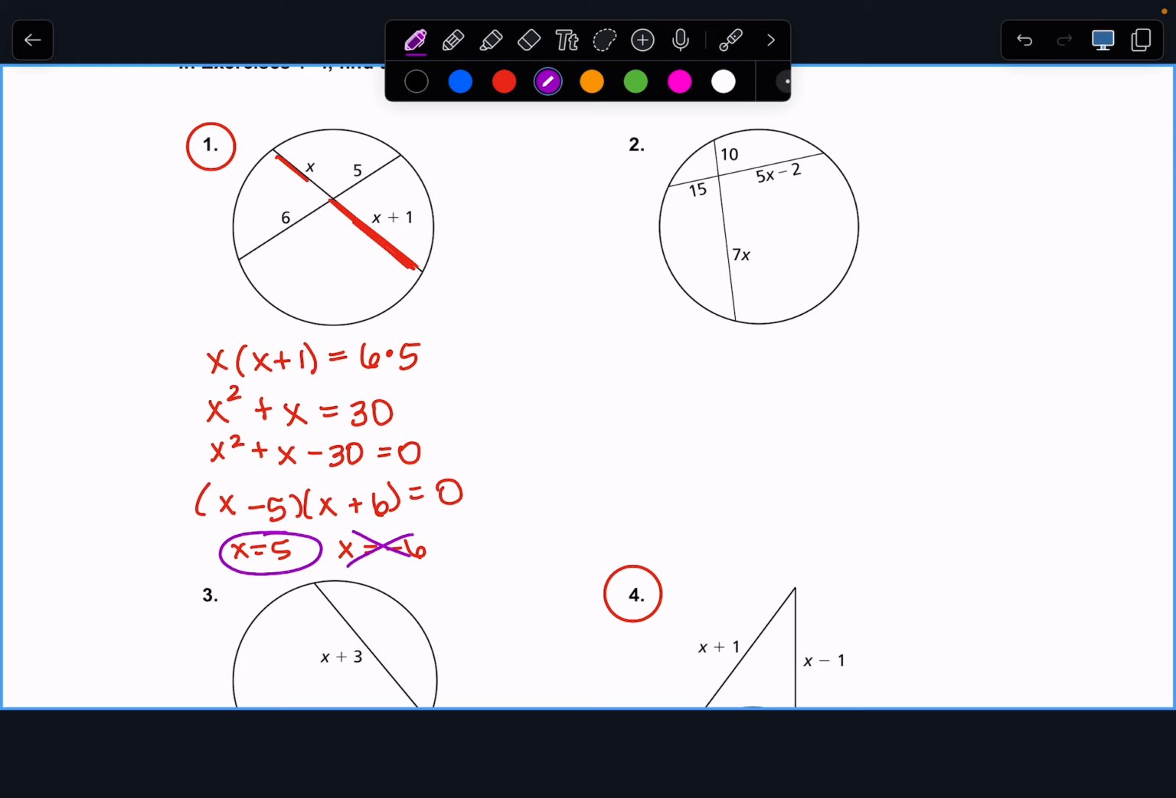Augie? Can I just look at it and say 5 would fit there? Nope. You've got to do the algebra.